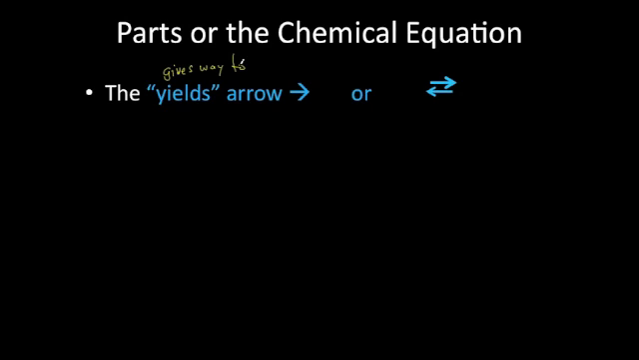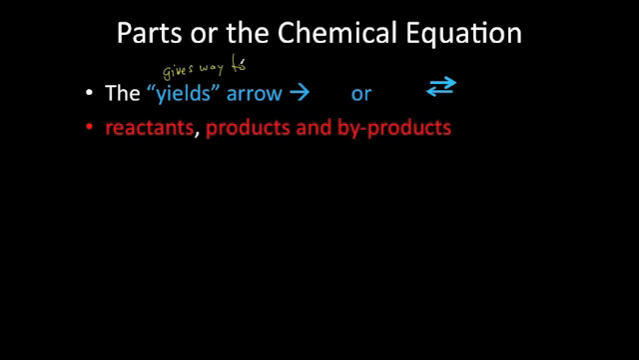or if you want to think of it differently, it produces. Okay? Now you'll have reactants, products, and byproducts. So the reactants are on the left side or behind the arrow, okay? And the products and byproducts are on the front side of the arrow.